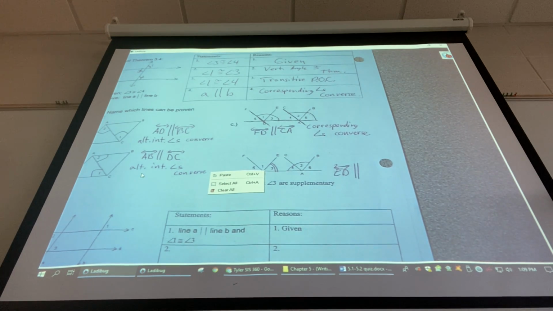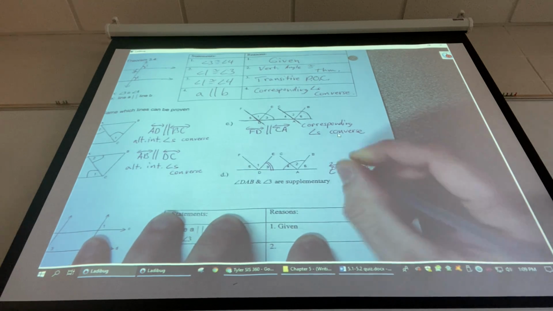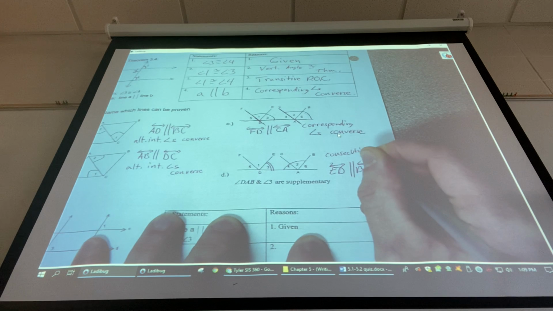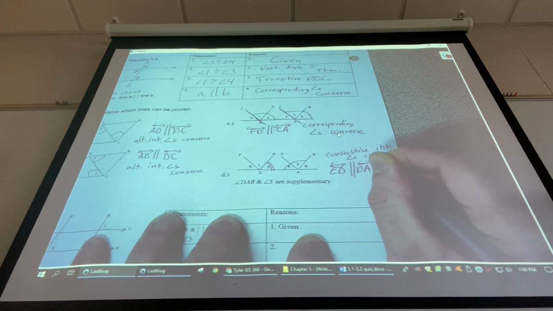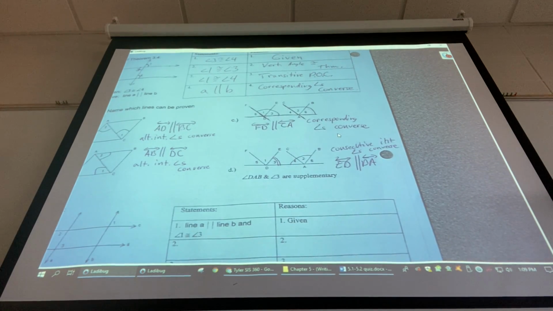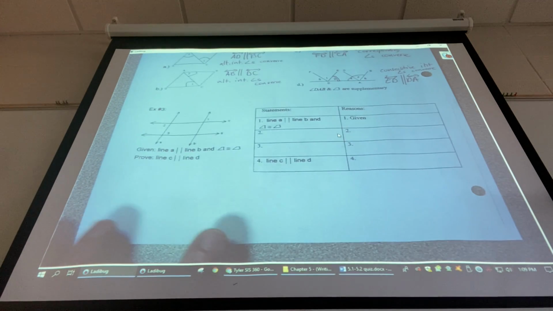All right, well, so ED and BA. And what's our justification? Consecutive interior angles converse. Okay, looks like we got one more proof to look at.